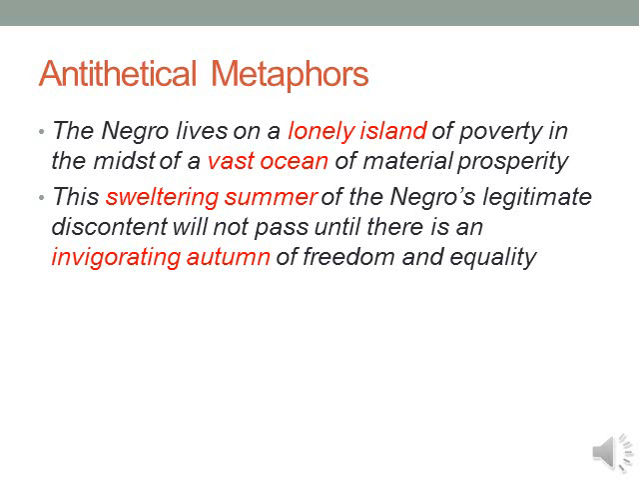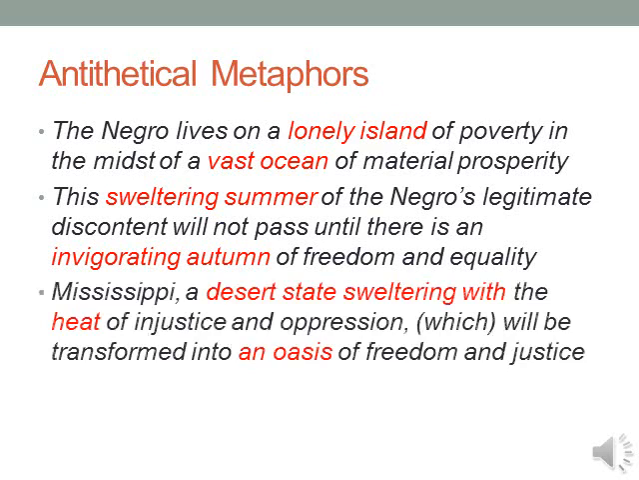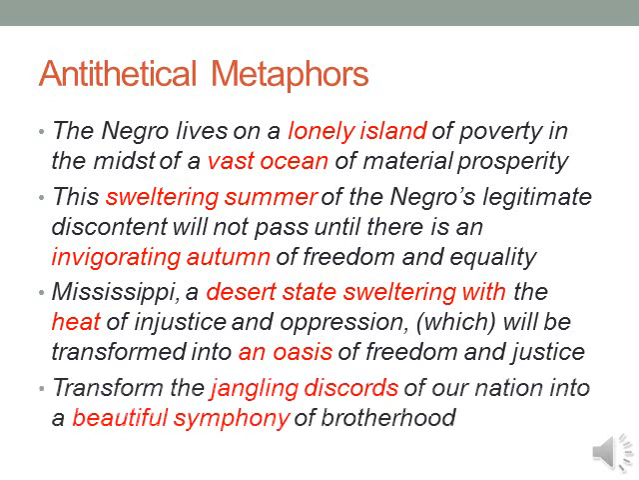Returning to the metaphors and building on that heat imagery that we saw in the previous one, in paragraph 14, Dr. King refers to "Mississippi, a desert state sweltering with the heat of injustice and oppression, which will be transformed into an oasis of freedom and justice." Here, all that's unpleasant and oppressive about heat is compared with the relief of shade and water. In a slightly different version, in paragraph 18 is this: "transform the jangling discords of our nation into a beautiful symphony of brotherhood." Discord means both disagreement or tension and, more literally, two chords on an instrument which clash with each other, creating an unpleasant sound.